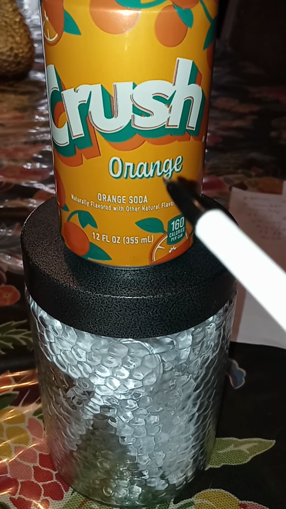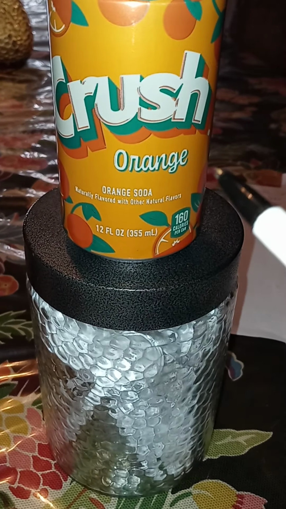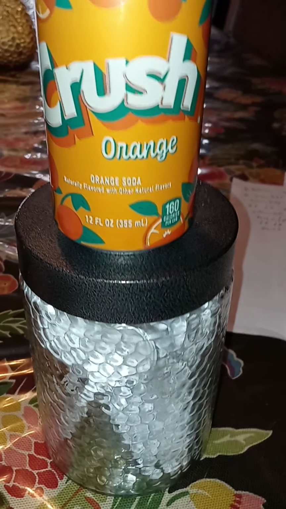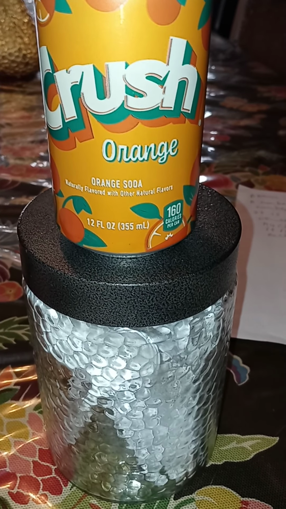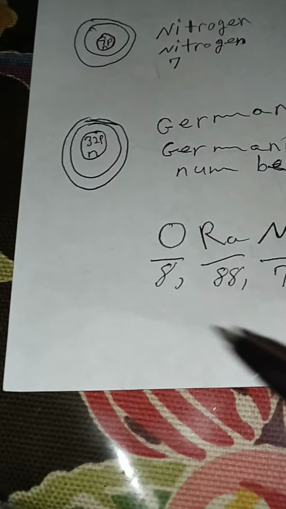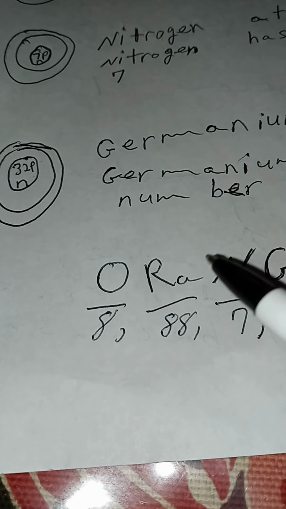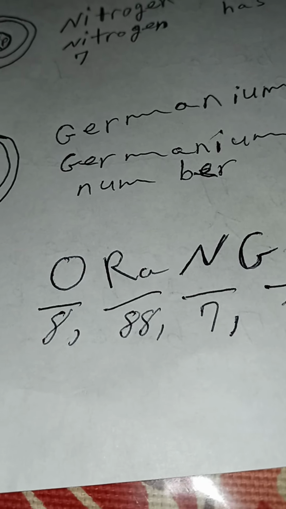They have a GE. You're going to capitalize the G, make a small e, a capital G and a small e for germanium, and that has 32 as its atomic number, which means it has 32 protons, positively charged each proton. So now you have it, and there you got the orange: 8, 88, 7, 32. And each of these numbers here, these atomic numbers, you could say the protons in the nucleus, which are positively charged.